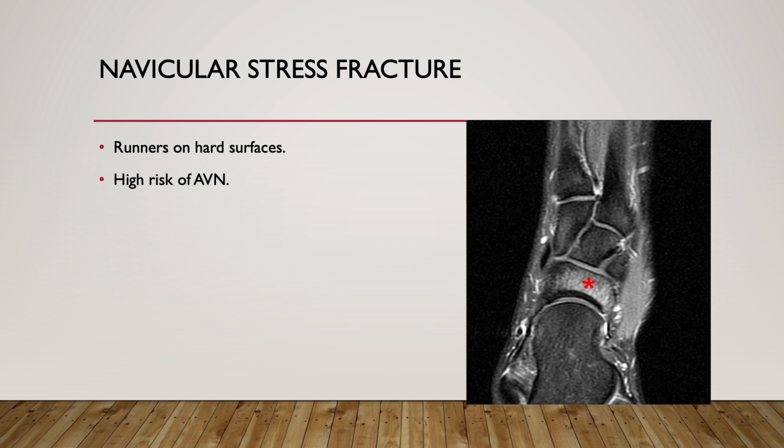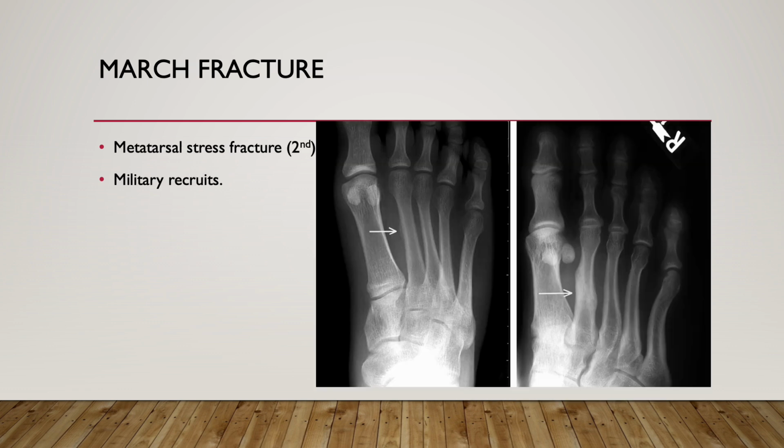So then we have navicular stress fractures. Again, we can see increased signal intensity over the navicular bone. It generally occurs in runners on hard surfaces and has a high risk of AVN. Further, we move on to March fracture. Again, this is a metatarsal stress fracture involving the second metatarsal and generally occurs in military recruits. Okay.